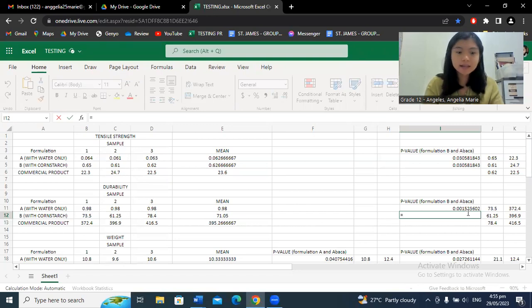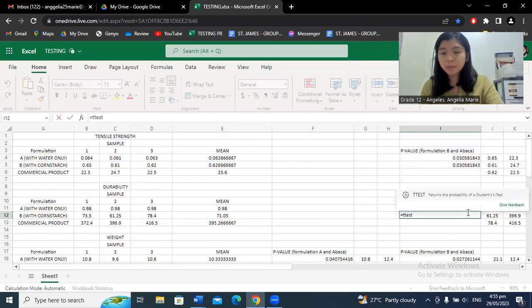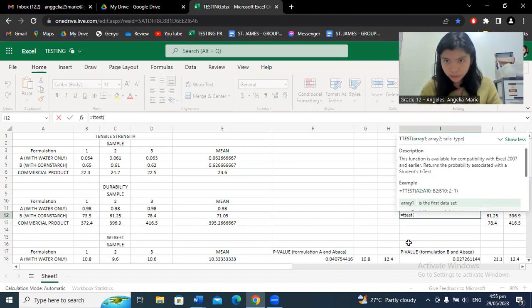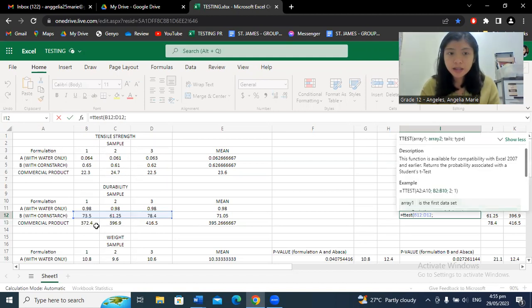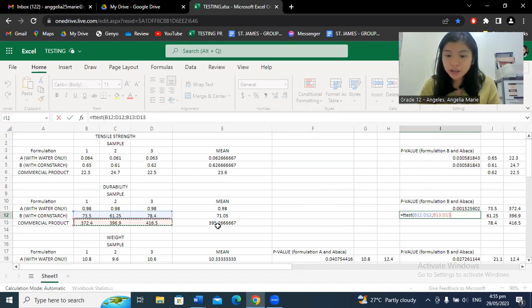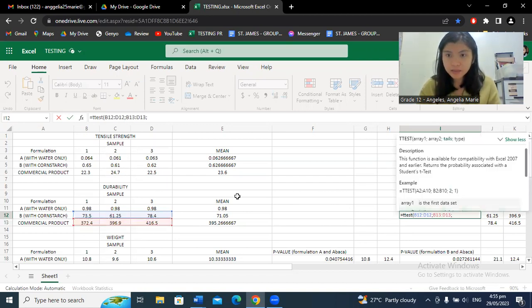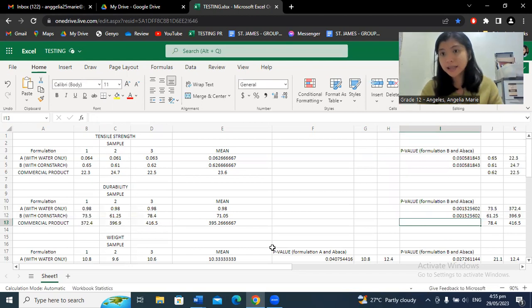So, equals again, type T.TEST, and then open parenthesis. Okay, array 1, what is our array 1? Formulation B is our array 1. So, drag the range lang, and then click semicolon, and then array 2, the Abaca fabric or commercial product. You just have to drag that and then semicolon again and then how many tails, 2, then type 1. Okay, yan na ang lalabas.